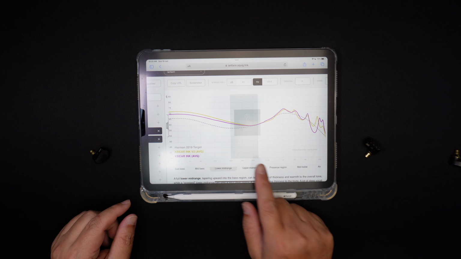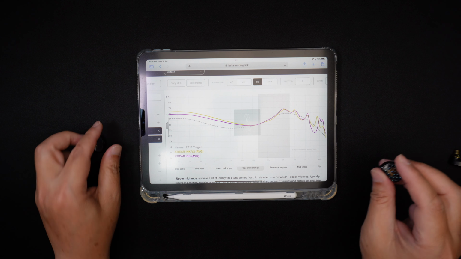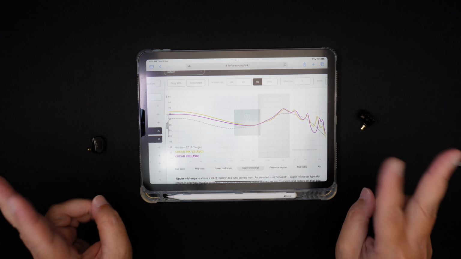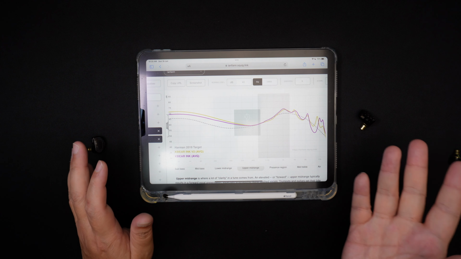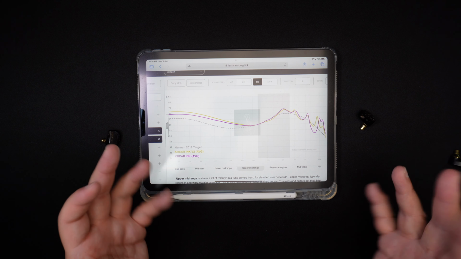Okay, now let's talk about treble. They both sound almost the same. It's just that the new version has got more bass, so it's not as glaring, it's not as harsh as the original version, and they sound very forward.